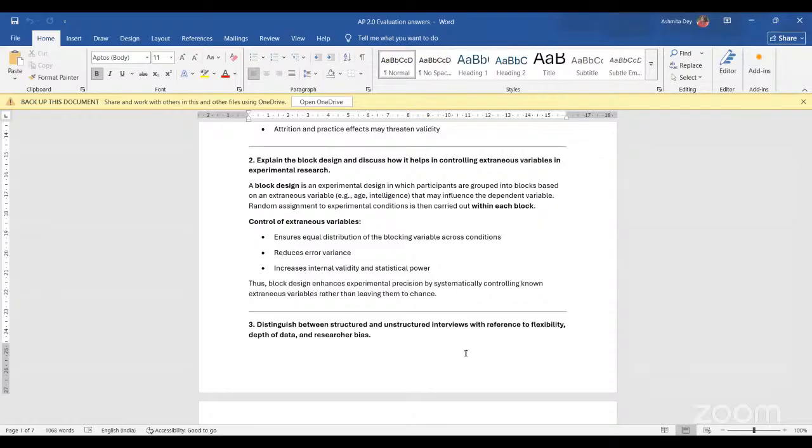Control of extraneous variables is basically done by ensuring equal distribution of the blocking variable across conditions, which reduces error variance and also increases internal validity and statistical power. Therefore, block design enhances experimental precision by systematically controlling known extraneous variables rather than leaving them to chance.